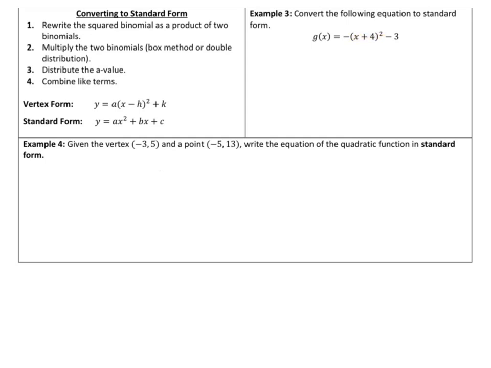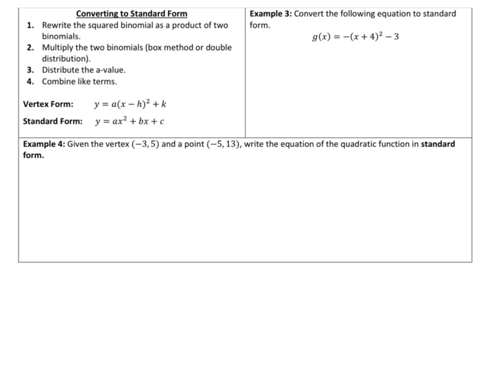And we know already that something squared is just times itself. So really what it's telling me to do is I need to do x plus 4 times x plus 4, because it's that x plus 4 squared. So let's look at our steps first. To convert to standard form, we need to rewrite the squared binomial as the product of two binomials, right?